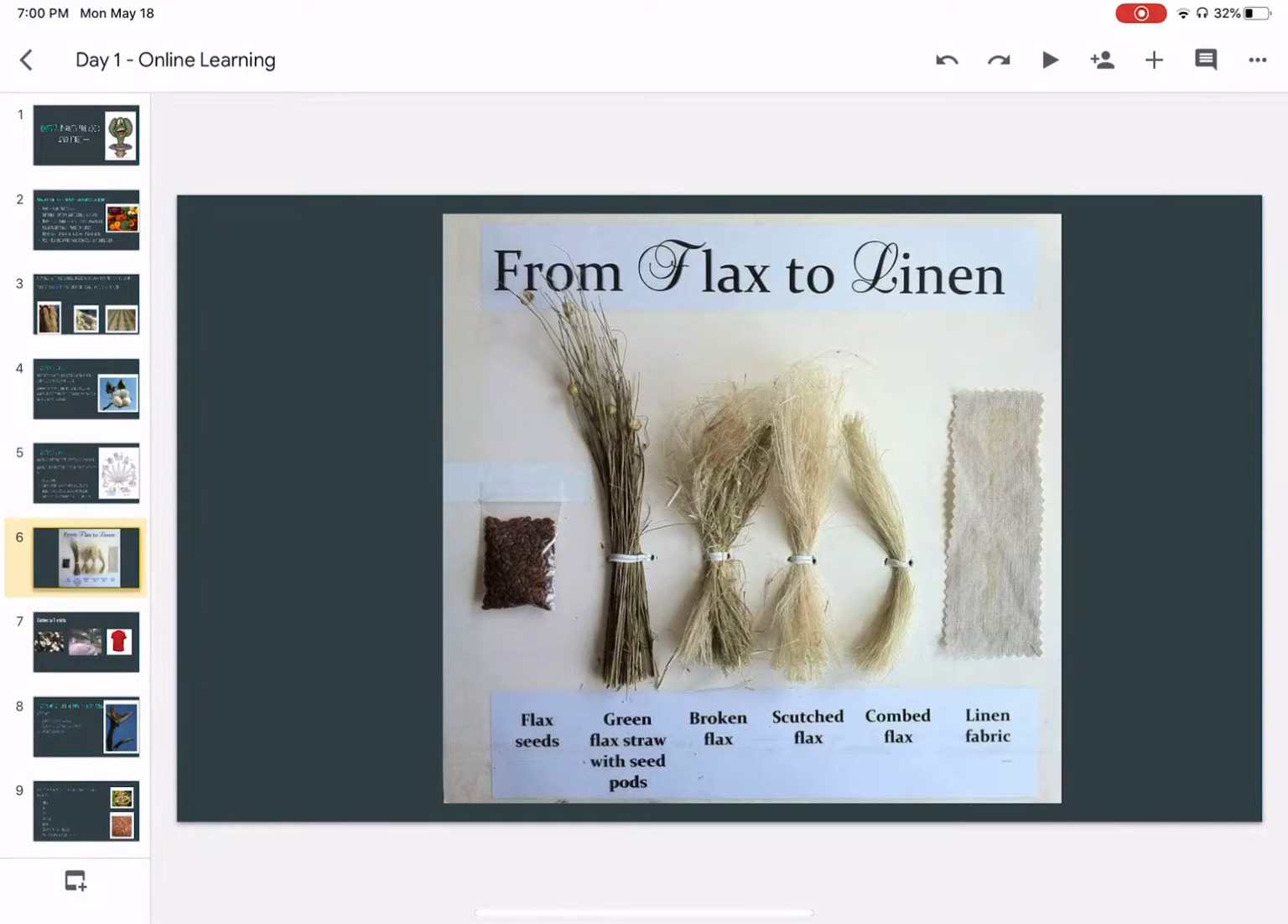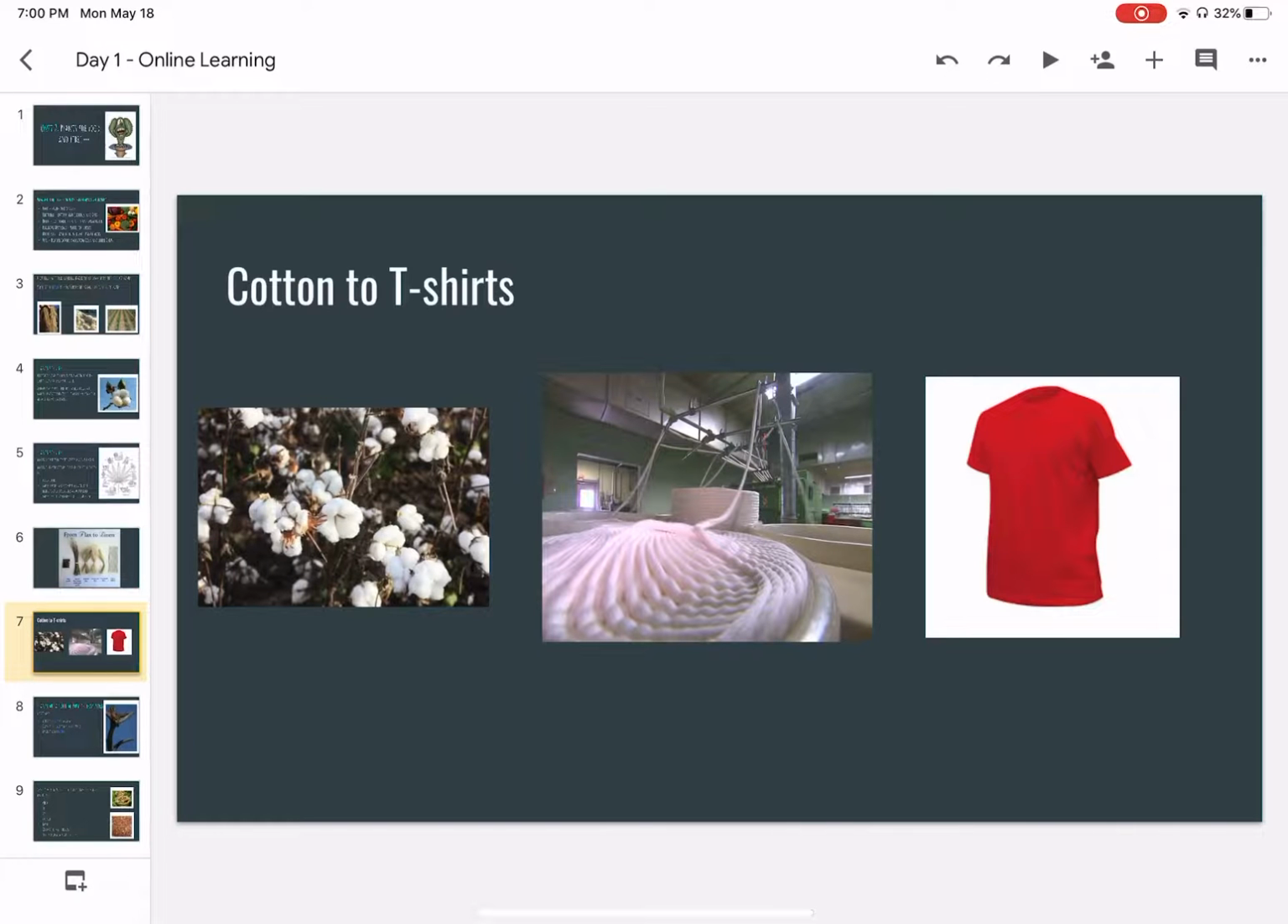Okay. And if you take a look at this picture, so if we start on the left-hand side here, we can see that we have flax seeds, and then from that, it grows kind of a straw, and then it's broken down, and eventually you get this linen fabric once it's all made. So this is just kind of a quick overview of the progression of flax to linen. If you look at cotton to t-shirts, I've posted a video in the Google Doc.